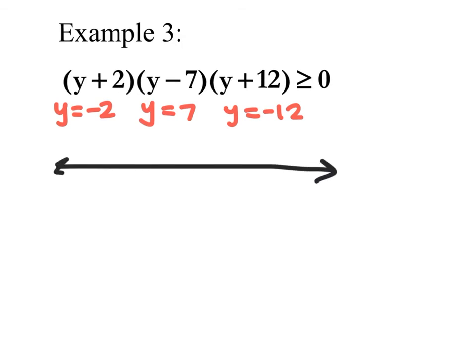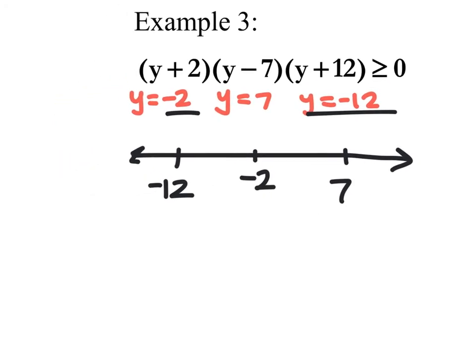Now, make sure that you put these numbers in ascending order, meaning the smallest number first. That's negative 12. Then it's negative 2. Then it's 7. So instead of 3 testing intervals, we have 1, 2, 3, 4 testing intervals. So that's nothing we can't handle. I know you guys got this.